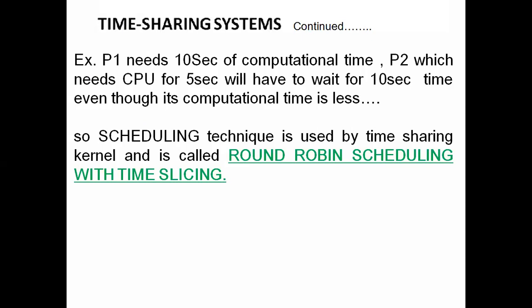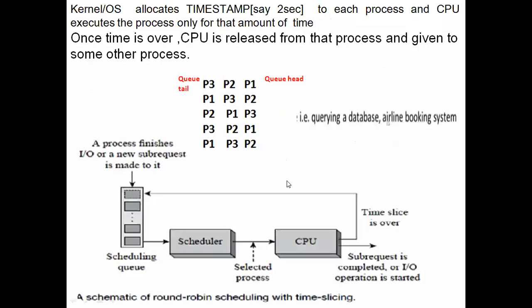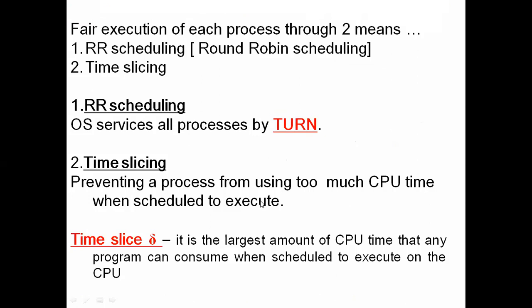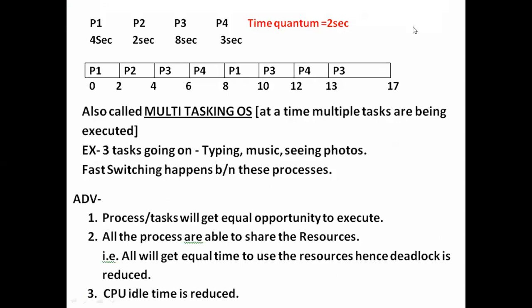Now, the quantum time. The scheduling technique can be used by the time sharing kernel, and this is called round robin scheduling with time slicing. We have a figure to explain this round robin scheduling with time slicing, and here is the figure for it. But before going to this figure, we can discuss a few more points regarding the time sharing operating system.